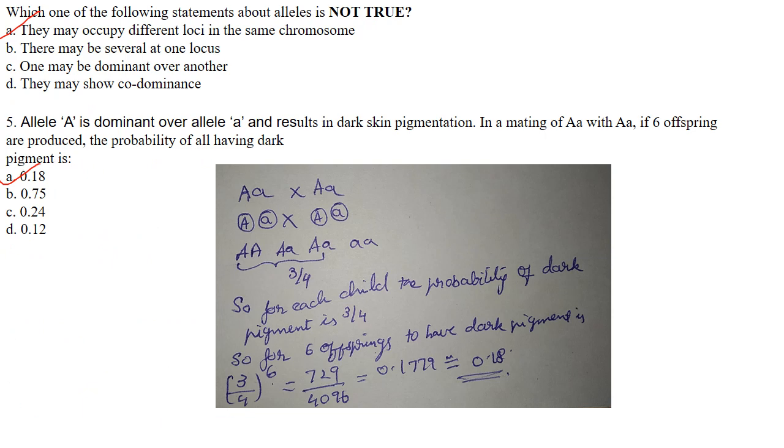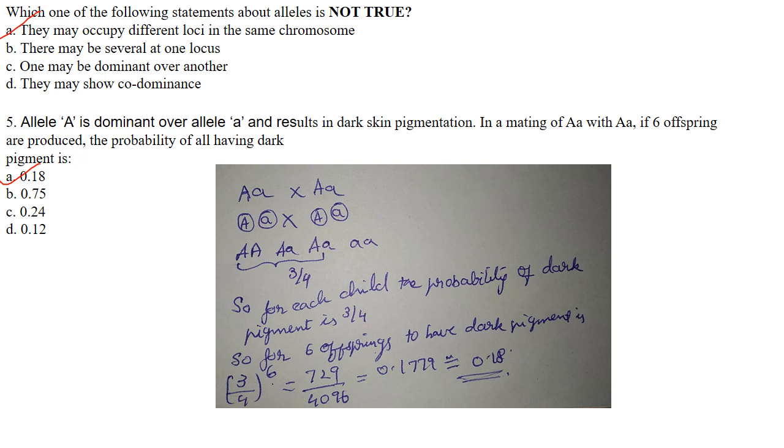Then, which of the following statements about alleles is not true? They may occupy different loci in the same chromosome. That itself is not true. The alleles for a trait occupy the same locus or position on homologous chromosomes and thus govern the same trait.